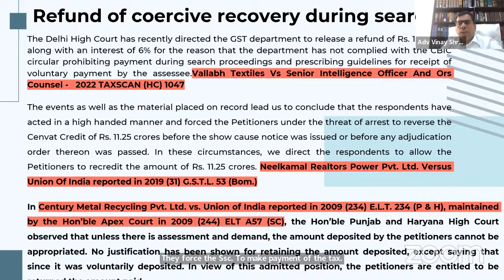They don't take recourse to the procedure of law, which is prescribed under Section 73 or 74. They refuse to issue a show cause notice, but they threaten the SSE in various manner. If it exceeds 5 crore rupees, then they threaten with arrest also, or otherwise they forcibly ask him to either make the reversal of the input tax credit or make payment of the tax through DRC 03. And if it is done through DRC 03, then they ask him to select the option of the voluntary payment.